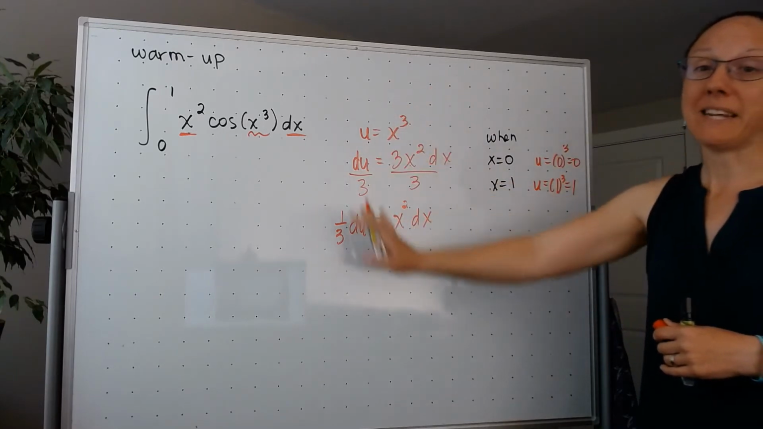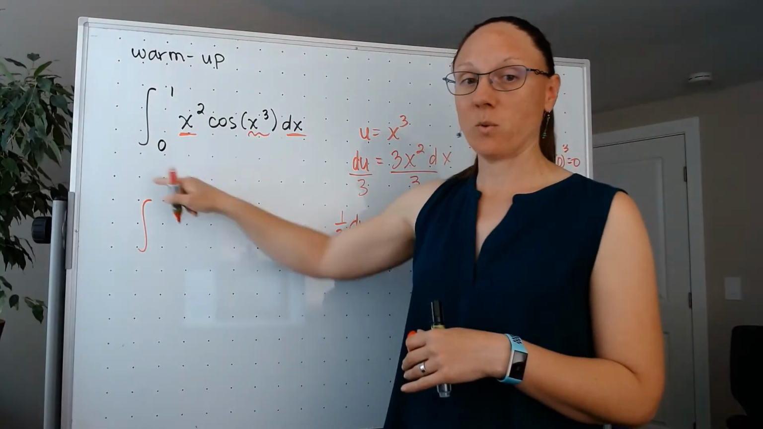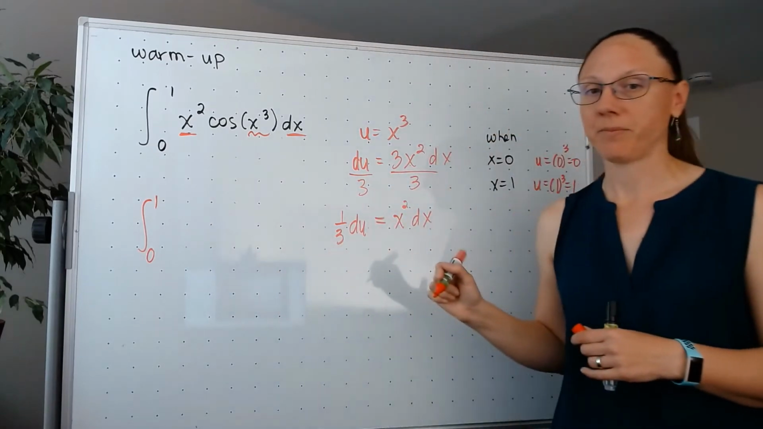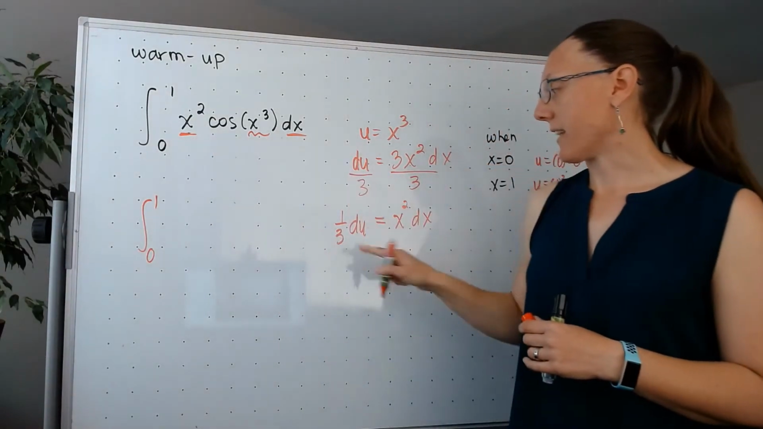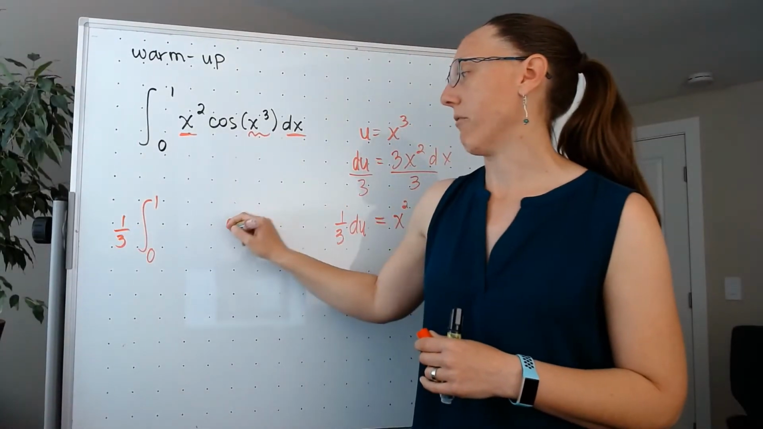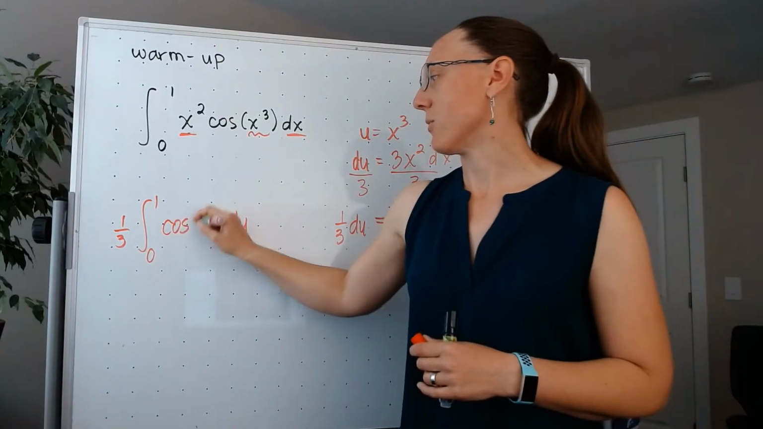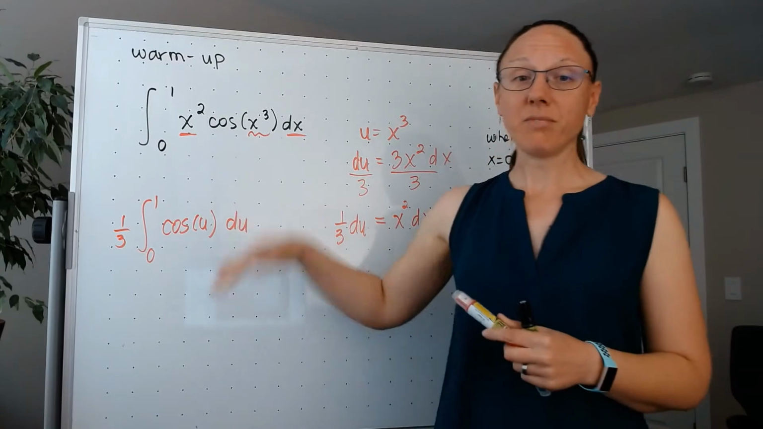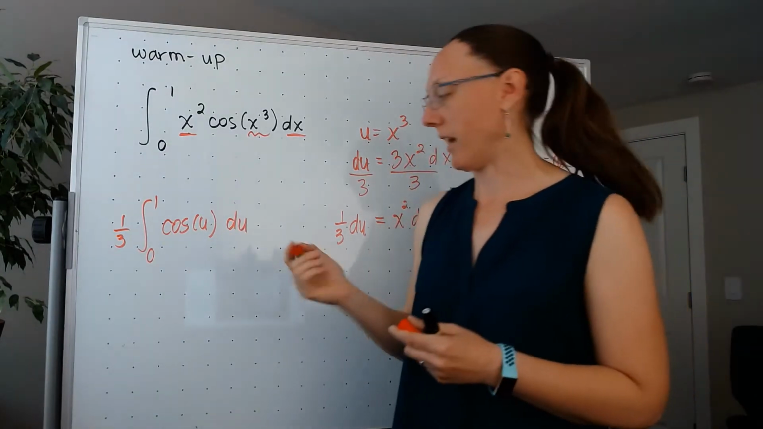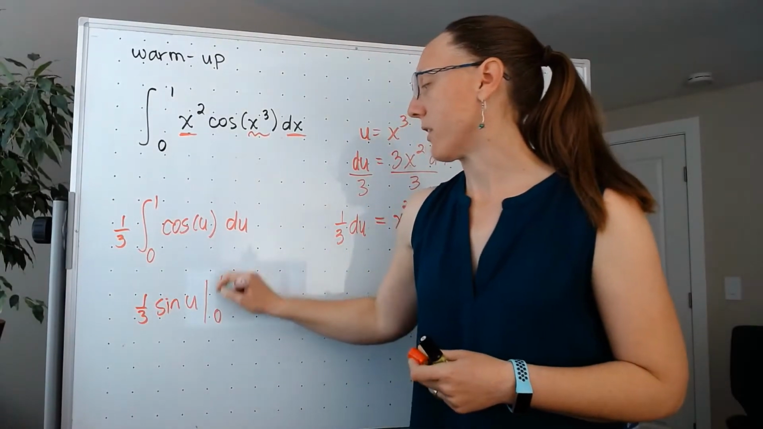That means I know my complete translation vocabulary list. When I translate this into u's, the 0 and 1 become u equals 0 and u equals 1. That x squared dx becomes 1/3 of du, and I'm choosing to put my 1/3 out in front. And then that cosine of x cubed turns into cosine of u. Next up, I'm looking for the antiderivative of cosine. That's going to be positive sine, and I'll get 1/3 sine of u going from 0 to 1.